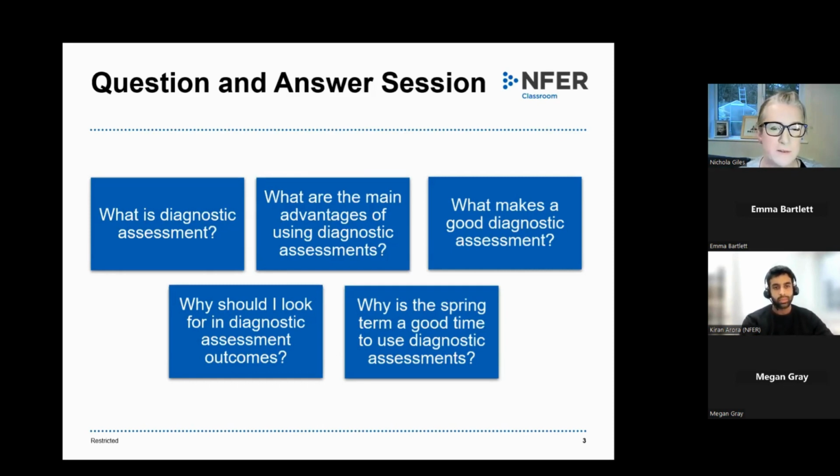Okay, so why is the spring term a good time to actually use diagnostic assessments? So I think all terms are really good for using diagnostic assessments, but spring term is great because obviously it's a midway point of the year. I think enough time has passed that pupils are now used to a potentially new teacher and new surroundings if they're joining a new school. The dip that we tend to see at the beginning of the autumn term after the long summer holidays would have been long gone by now. So I think learners are in a better place to really showcase what they know and what they don't know.